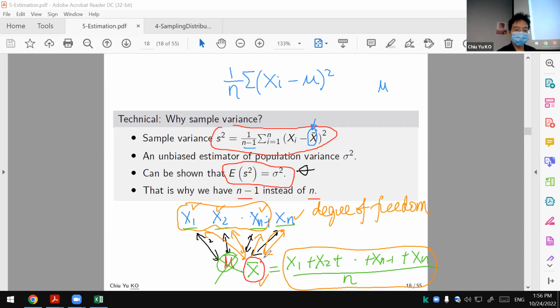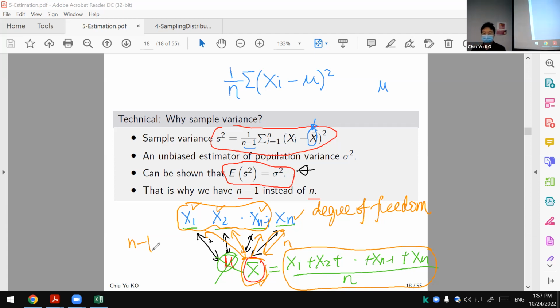The reason is once you guess this guy, x bar, they're not n good distances. There's not n distances of each data because you only have n-1 distances. The reason is if you fix the n-1 distances, the last one is already fixed. So that's the main idea.